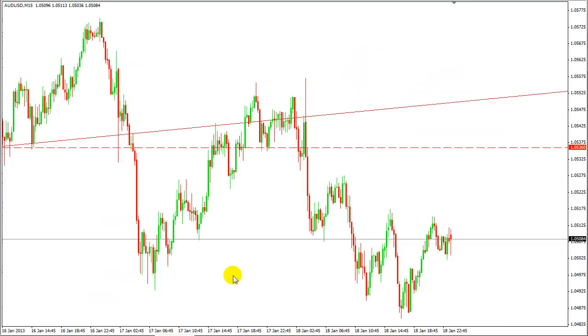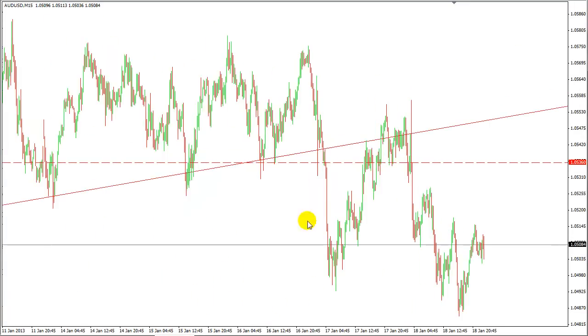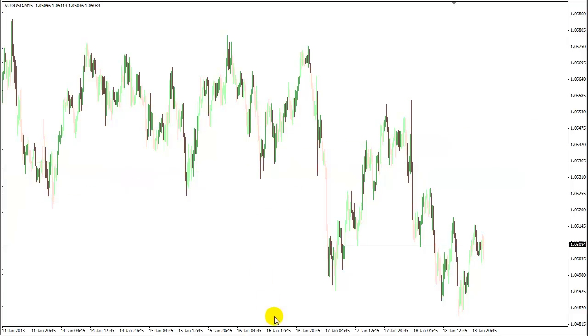But even if we move to a smaller time frame, and let's move to the 15 minute. So let me tidy this up just a quick second here. And zoom right out.